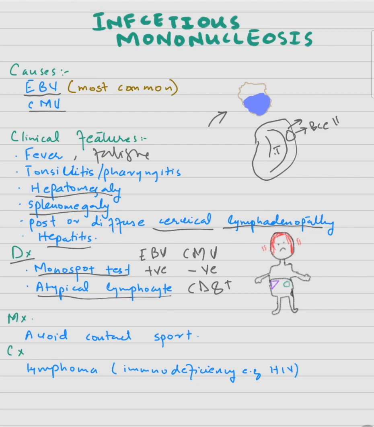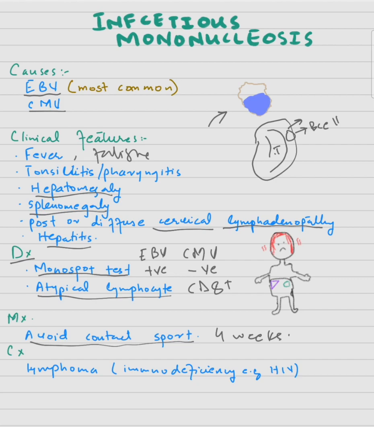So how do you manage that? The management is just symptomatic, because there is no antiviral that is used for infectious mononucleosis. But one thing that is really important to know is that you should avoid contact sport for about 4 weeks or a month. The reason is that infectious mononucleosis makes the spleen really fragile, and contact sport may result in a splenic rupture. So as a precaution, contact sport is avoided.